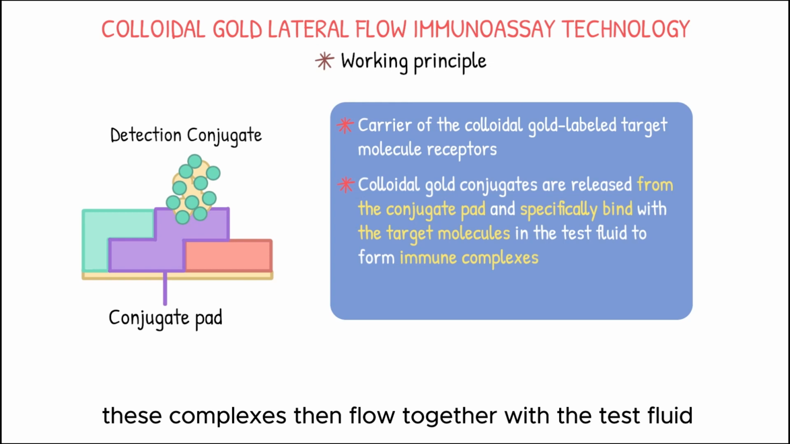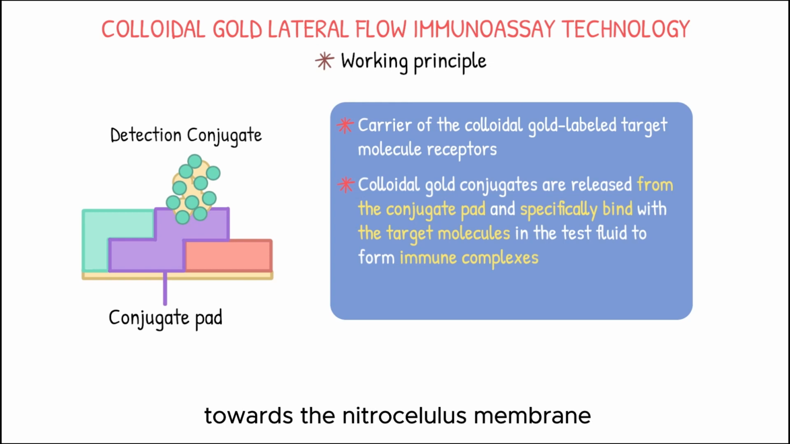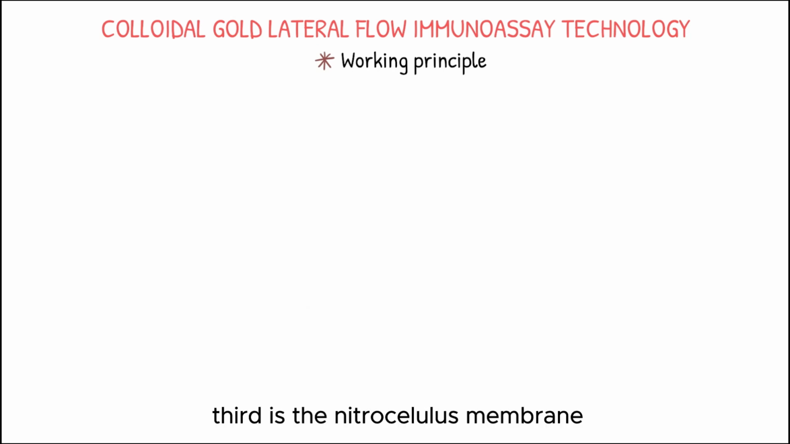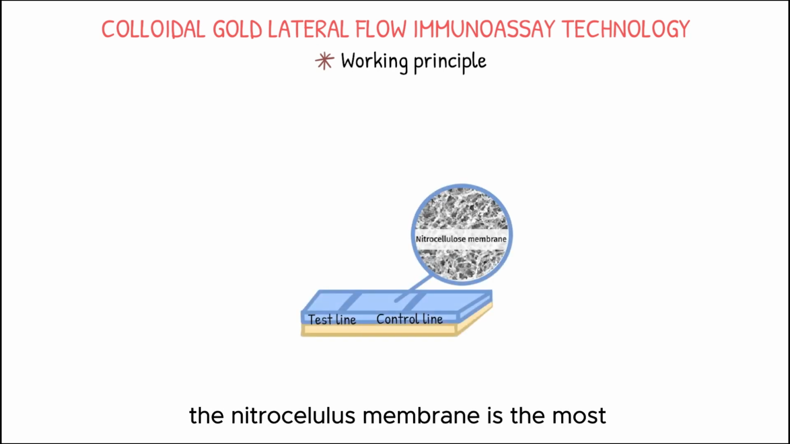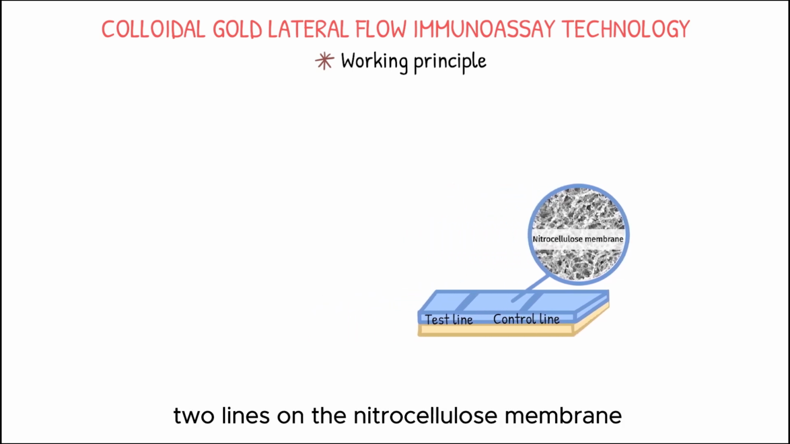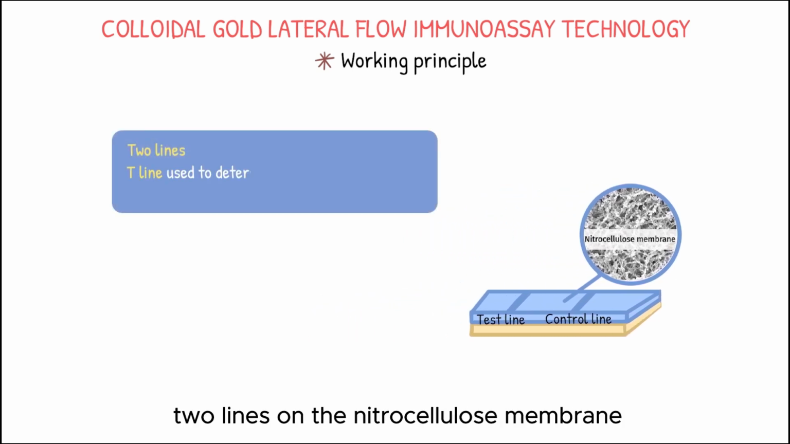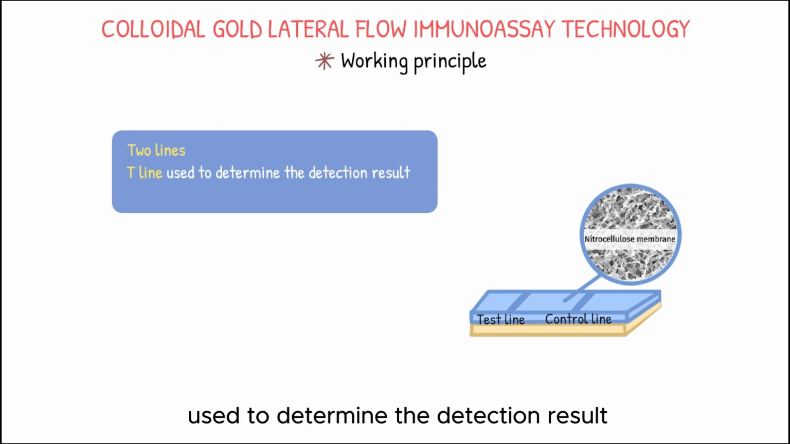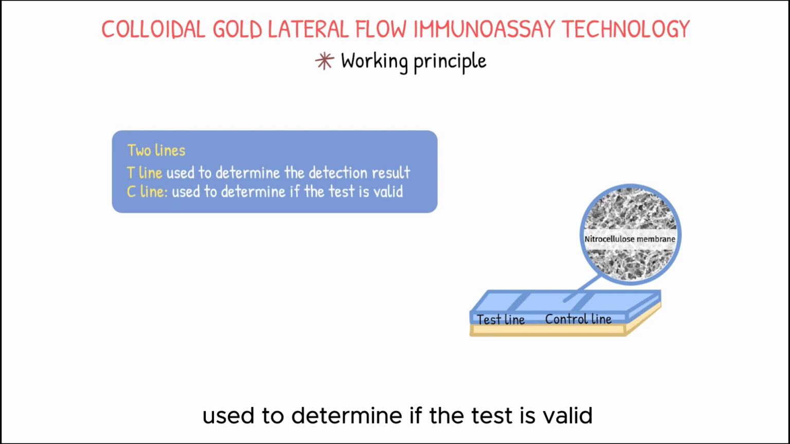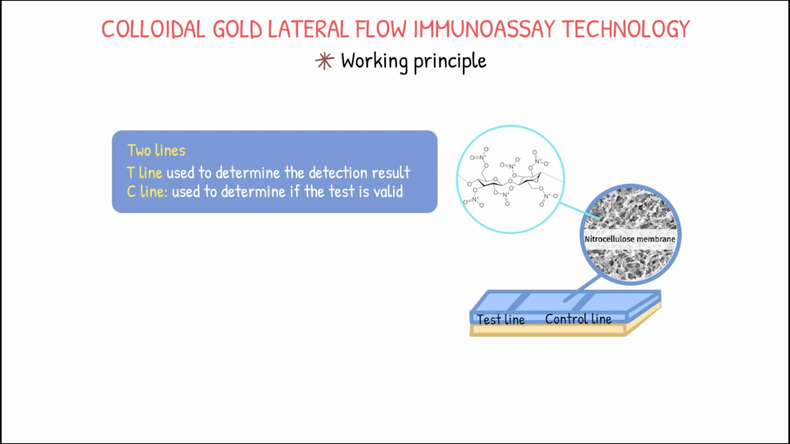These complexes then flow together with the test fluid towards the nitrocellulose membrane. Third is the nitrocellulose membrane. The nitrocellulose membrane is the most important part of the test strip because the final detection result is directly displayed on this membrane. There are generally two lines on the nitrocellulose membrane: the test line or T line, used to determine the detection result, and the control line or C line, used to determine if the test is valid.